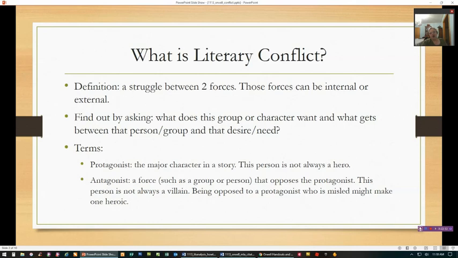So again, when we look at conflict, we can have internal or external. I'll talk about that in a little bit. And we need to find out what is going on by asking, what does this group or character want, and what gets between that person or group and what they desire or need. Right? And realize that in long works, you can have multiple conflicts. You can have secondary characters that have their own kind of side story. In long novels or epics.